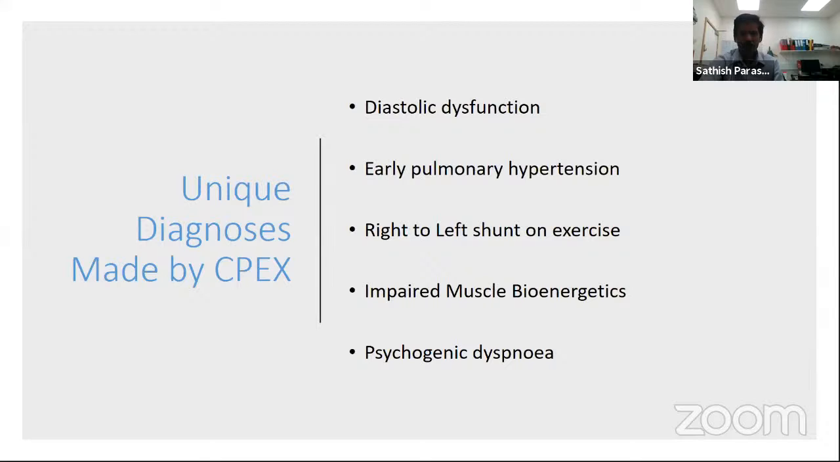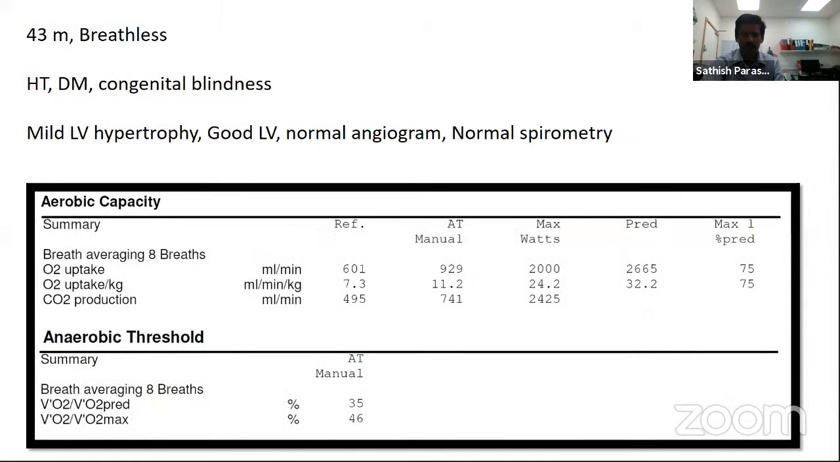So some unique diagnoses are made by cardiopulmonary exercise testing. Diastolic dysfunction is difficult to prove or disprove. The only way, I think, the gold standard, is invasive right heart catheterization along with exercise. Also early pulmonary hypertension, right to left shunt that starts on exercise, impaired muscle bioenergetics, psychogenic dyspnea like the patient I showed you. So this is a final case, which is very interesting. I'll show you this and then finish off.